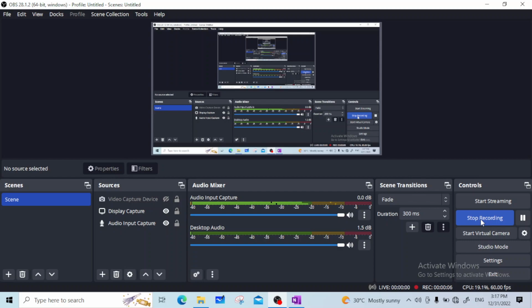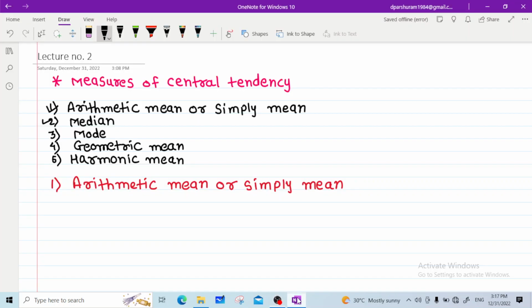In this lecture, we are studying about measures of central tendency. There are 5 measures of central tendency that are commonly used. That is, first one is arithmetic mean or simply mean. Second, median. Third, mode. Fourth, geometric mean. And fifth is harmonic mean.